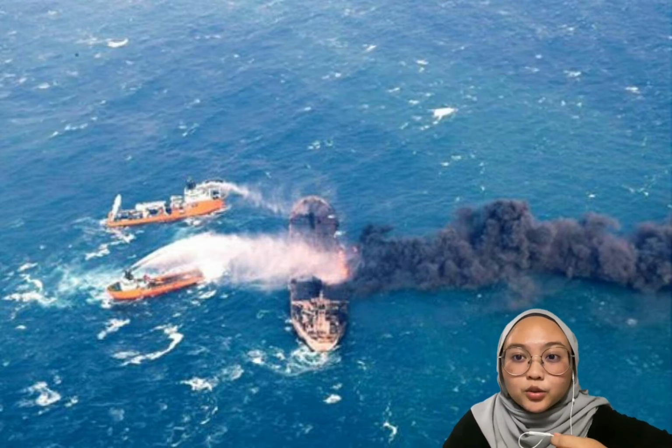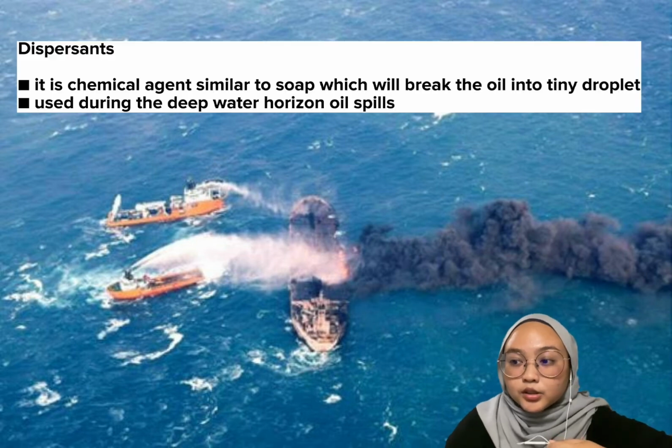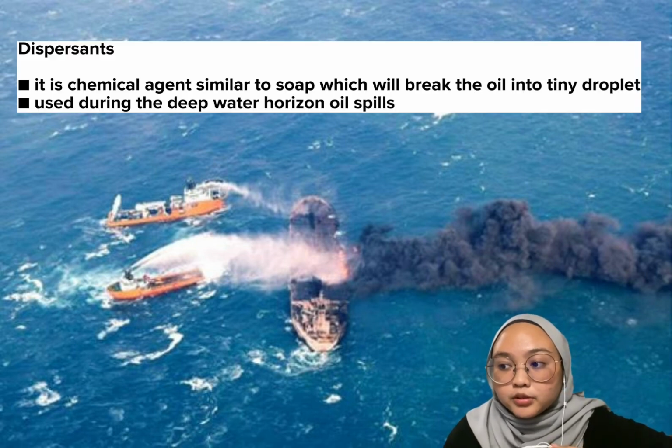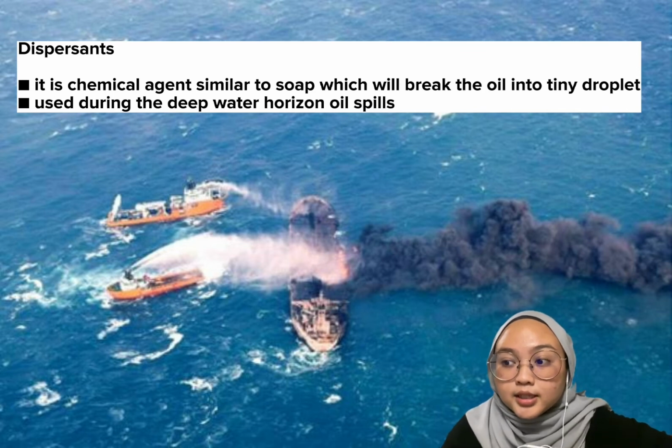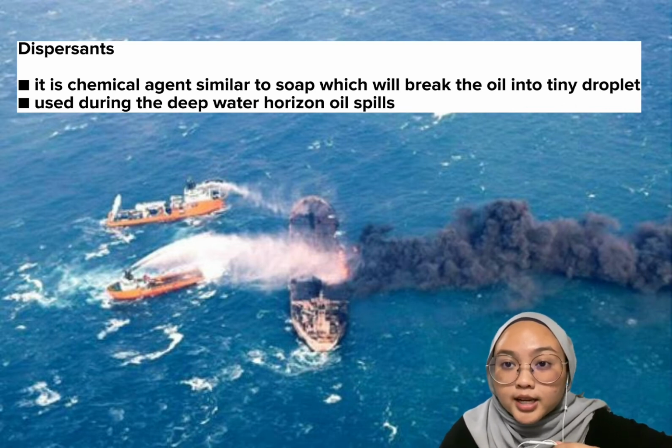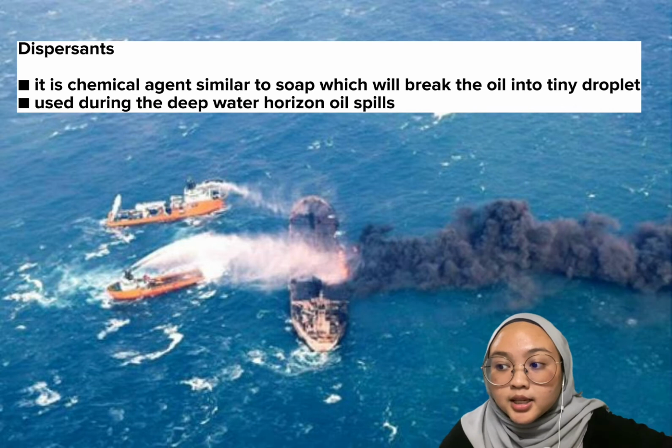The other method to contain oil spills is by using dispersants. So when booms are unable to contain the spilled oil, the only option left to enhance the oil's destruction is by using dispersants. It is a chemical agent similar to soaps and detergents that aids in the breakdown of an oil slick into extremely tiny droplets which then will disperse throughout the water.